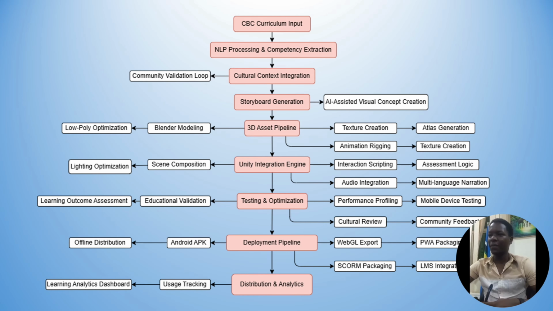Then this is the pipeline. So we'll start from the content, that is the curriculum, up to the deployment. Okay, deployment is here. Then we distribute, that is we analyze our product. We assess on 3 main grounds.